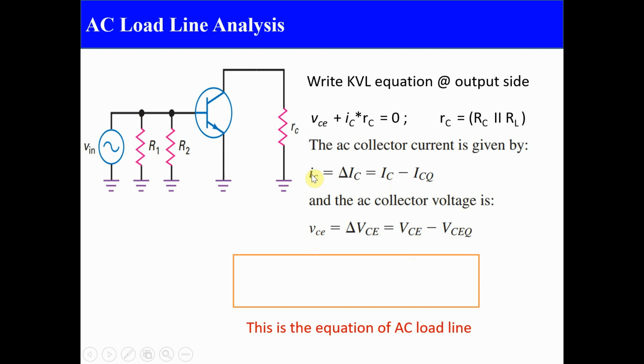So now when we substitute IC and VC into this equation, we get this one, right? This you have to remember, it is an important equation. It is known as the equation of the AC load line. Now from this equation we can find the two extreme points of the AC load line.